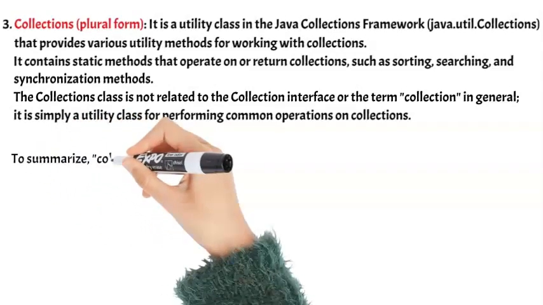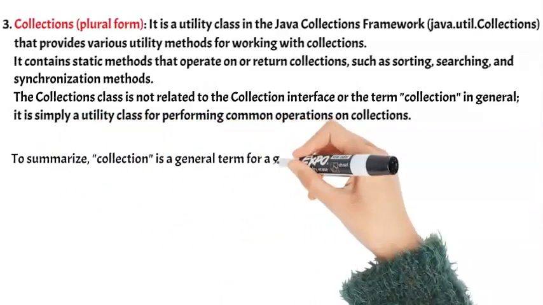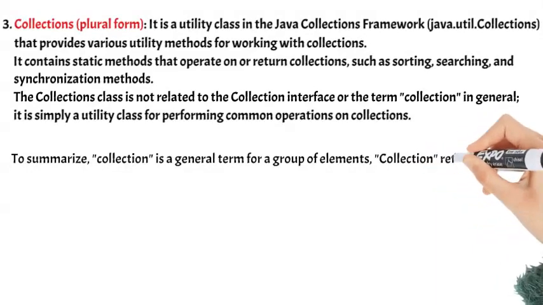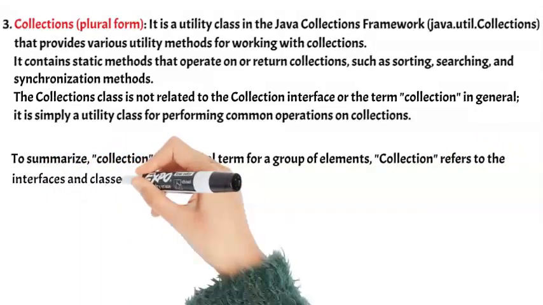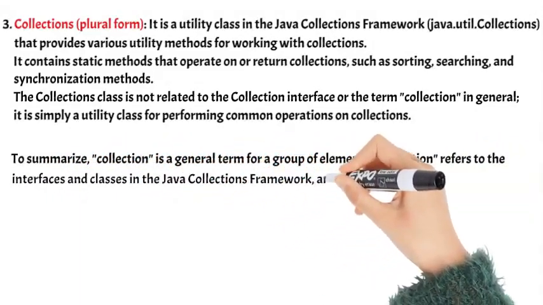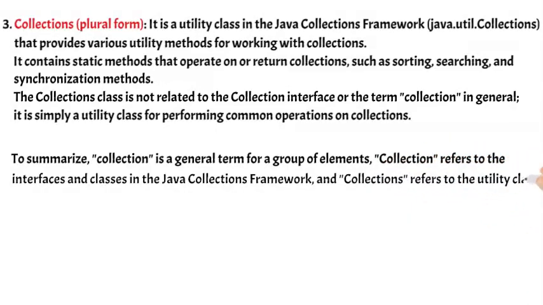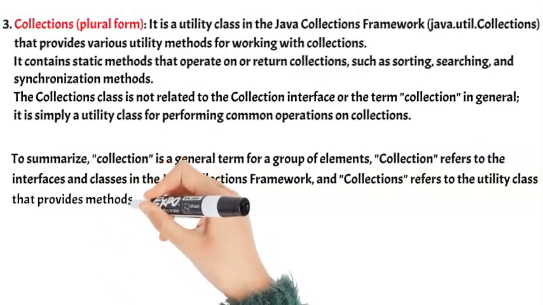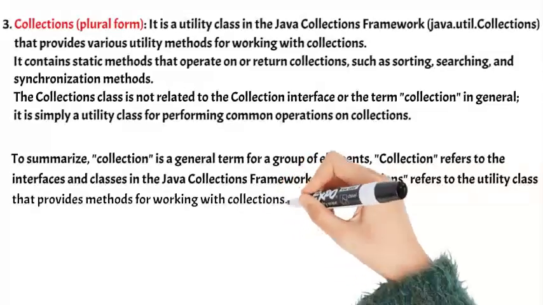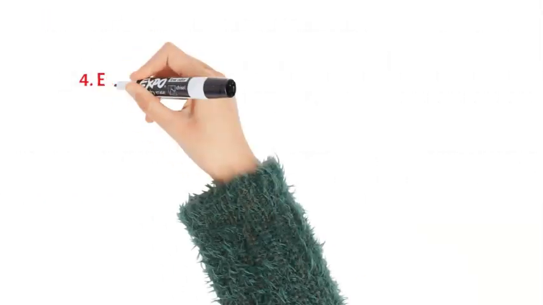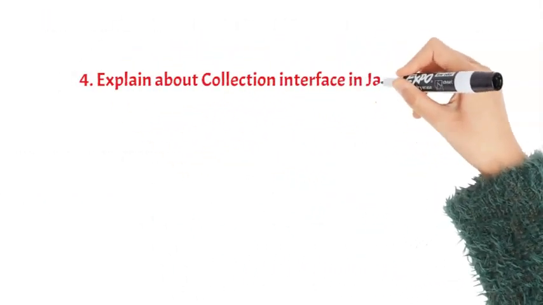To summarize, collection is a general term for a group of elements. Collection refers to the interface and classes in the Java Collections Framework, and Collections refers to the utility class that provides methods for working with collections. 4. Explain about the Collection interface in Java.